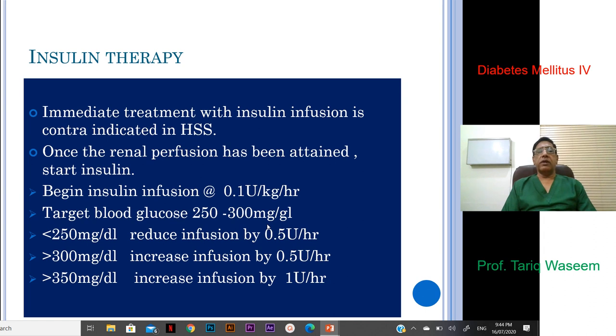Immediate treatment should be with insulin. They are usually started at 0.1 unit per kg per hour, with a target blood sugar level of 250 to 300. If the blood sugar level is less than 250, you reduce it to 0.5. If it is above 300, you again increase the infusion rate. And if it is more than 350, the infusion rate has to be increased by 1 unit per hour.